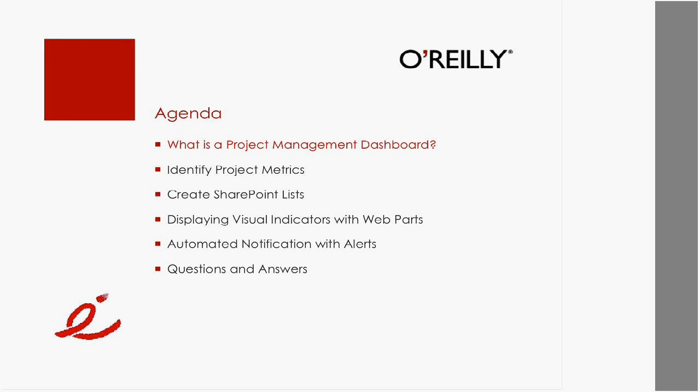So for our agenda next hour, these are the key points we're going to talk about. First I want to look at what a project management dashboard is. We have to understand and identify the purpose of this, and then I'll talk about the significance of identifying metrics. Then I'll go into more detail with respect to SharePoint. We'll look at how we build SharePoint lists, specifically around building metrics. Then I'll show you tools within SharePoint to display visual indicators. Then we'll talk about automation with alerts, and then I'll open the floor up for questions and answers.